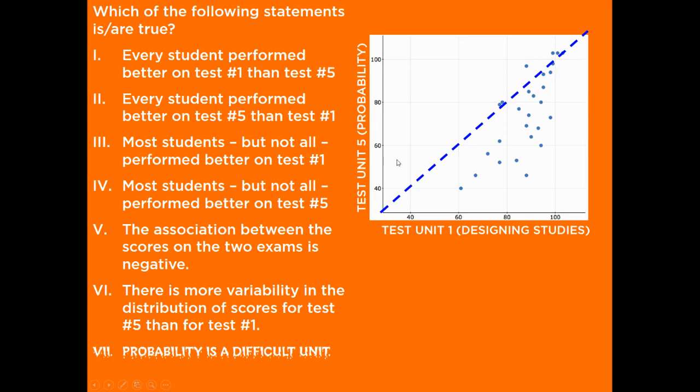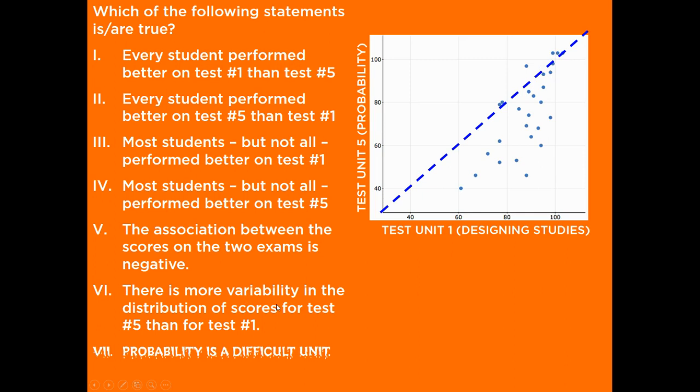Most students, but not all, performed better on test one. That's true. Most students did do better on test one. Most students, but not all, performed better on test five? That's the opposite. Association between the scores on the two exams is negative. Well, this looks like a positive association. As we go to the right, we're going up.